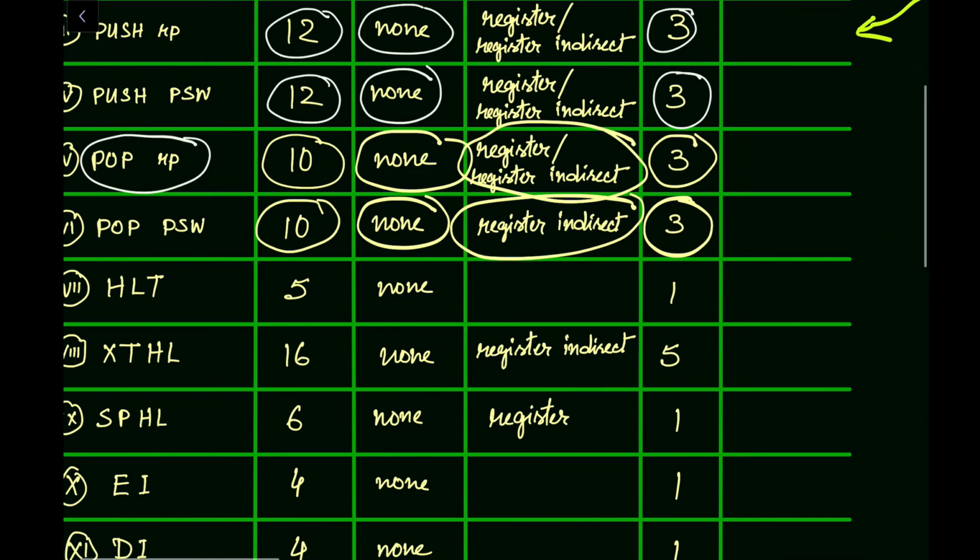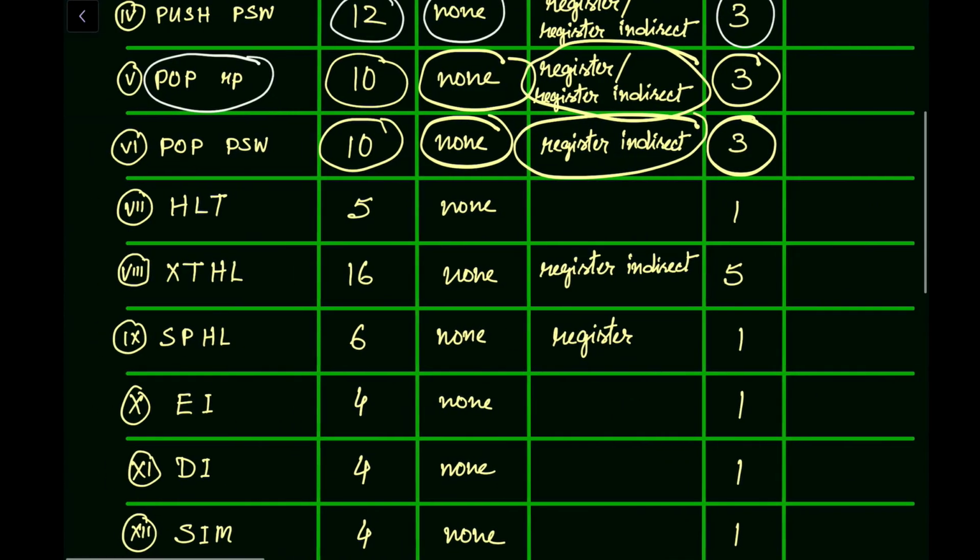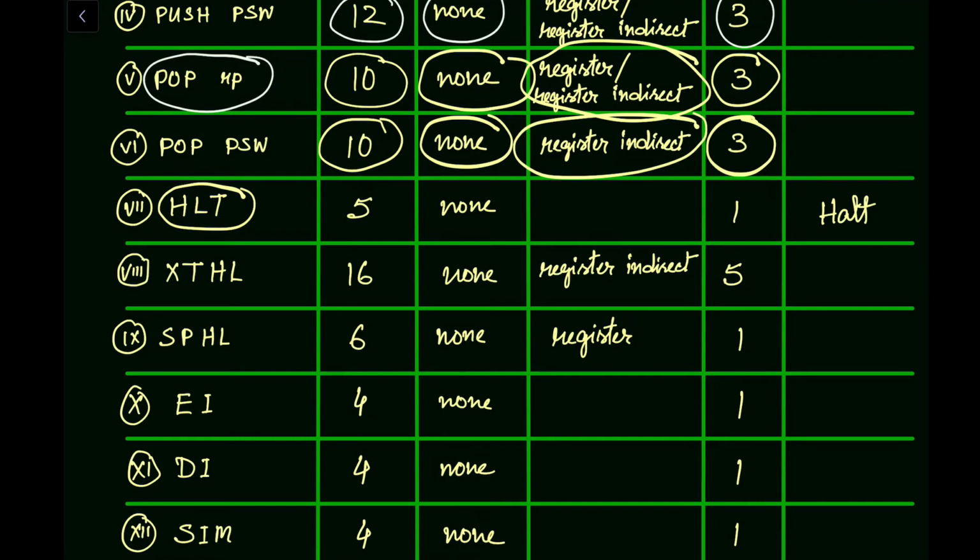Next we have the halt instruction, HLT. What is the meaning of this halt instruction? When this instruction is executed, the program execution is stopped. The microprocessor remains in the halt state. Halt state means the stop state. That means the processor will stop the execution of instructions. So the function is the halt operation, that is, the stop operation.